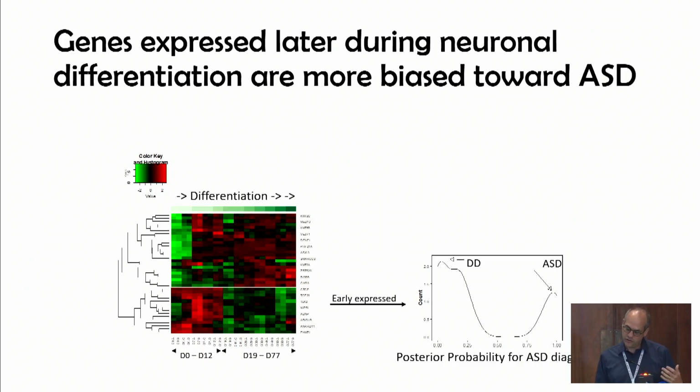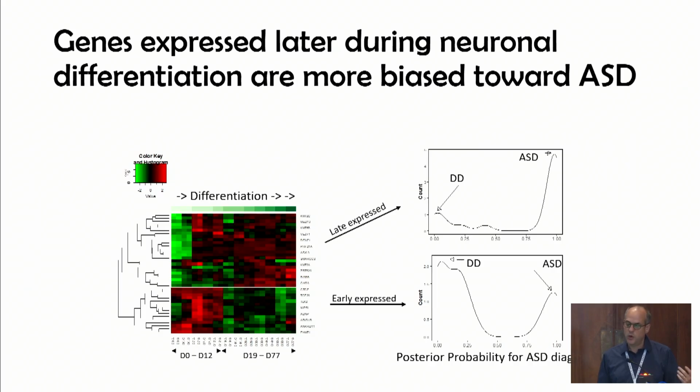Here you see that there is, for the early expressed genes, higher probability to get a developmental disorder diagnosis, while for late expressed genes, we see much more likely to get an autism diagnosis. So this validates what I just showed you before.